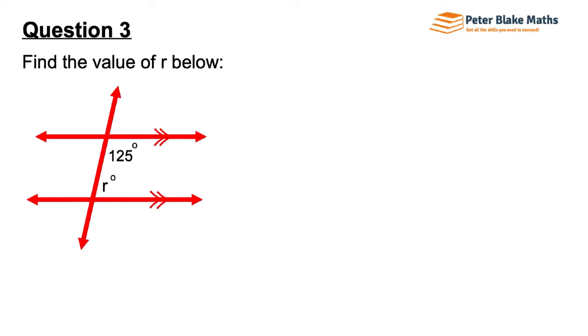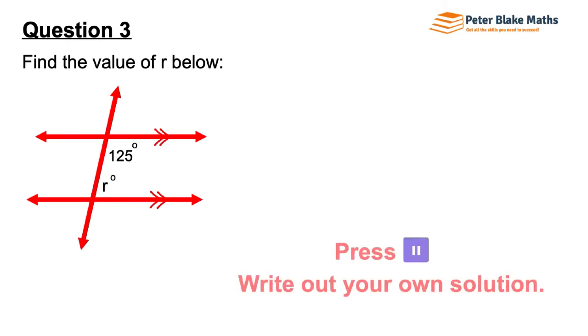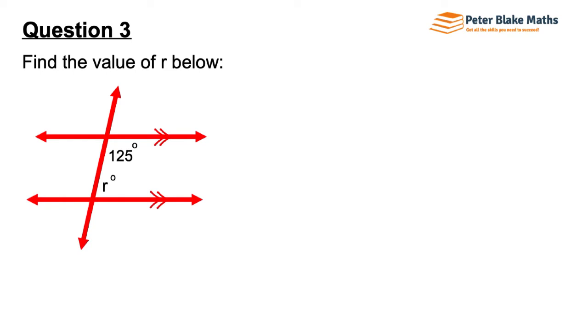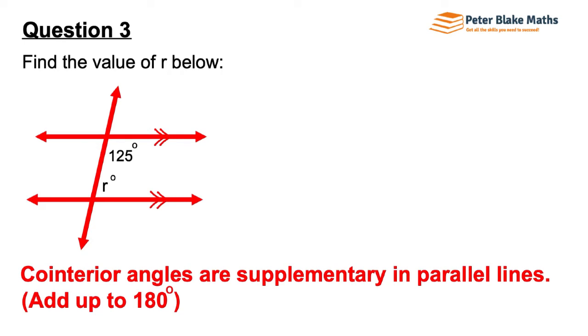Question 3. Find the value of r in the diagram below. The r and the 125 are in co-interior positions. They're co-interior angles. Co kind of means together, and interior means inside. So I like to think of those two angles as together inside there, or co-interior angles. Now the rule for co-interior angles, they don't look equal to each other. One of them's obtuse and one of them's acute. But the rule for co-interior angles is they're supplementary, or they add up to 180 degrees in parallel lines.